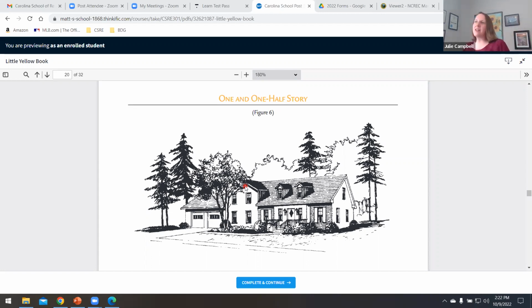So again, you're going to come across unique designs, we'll call them, that may cause us to encourage you guys to seek help. You know, maybe start with your BIC. If it's out of your BIC's realm, a seasoned agent, an appraiser, something like that.